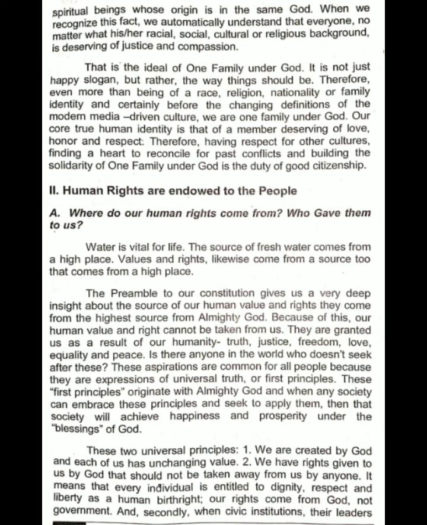There are two universal principles. Number one, we are created by God, and each of us has unchanging value. And number two, we have rights given to us by God that should not be taken away from us by anyone. It means that every individual is entitled to dignity, respect, and liberty as a human birthright. Our rights come from God, not government.